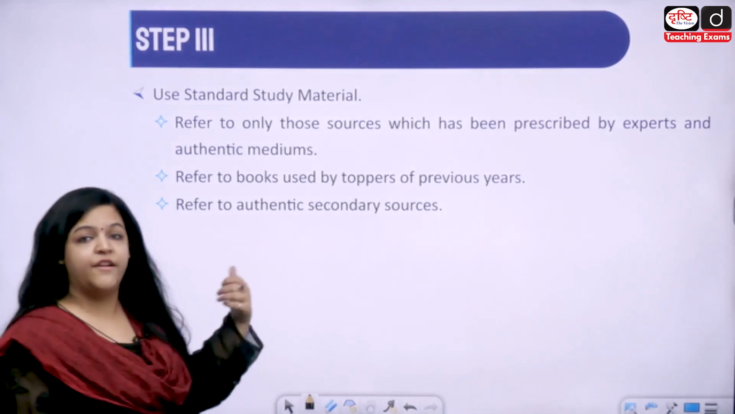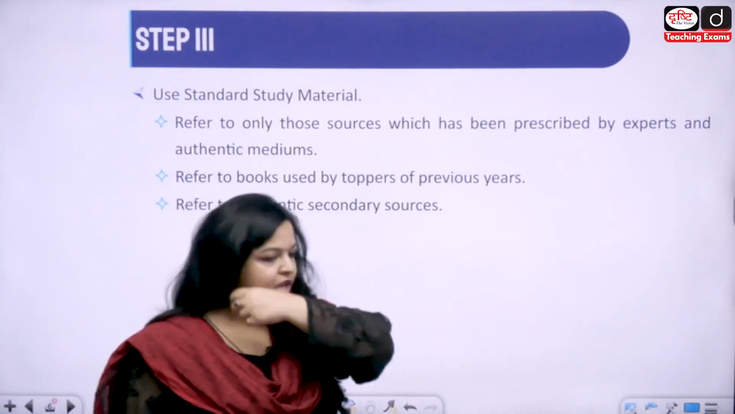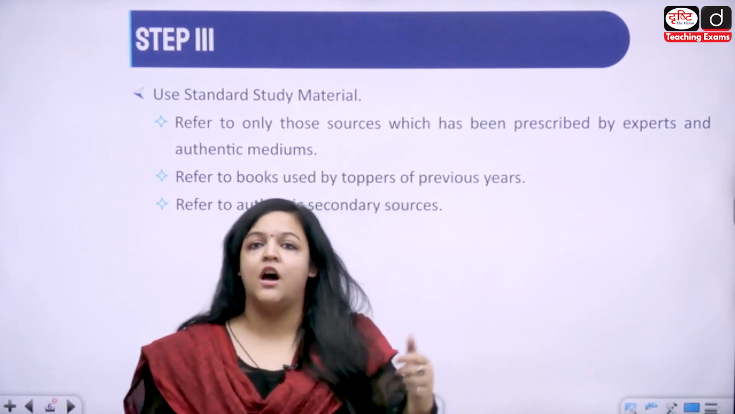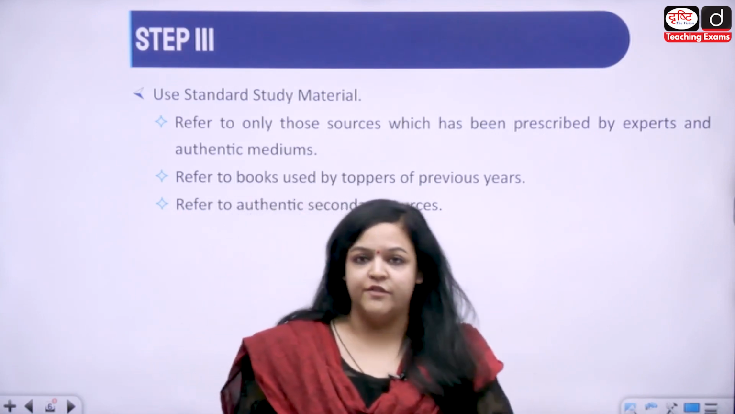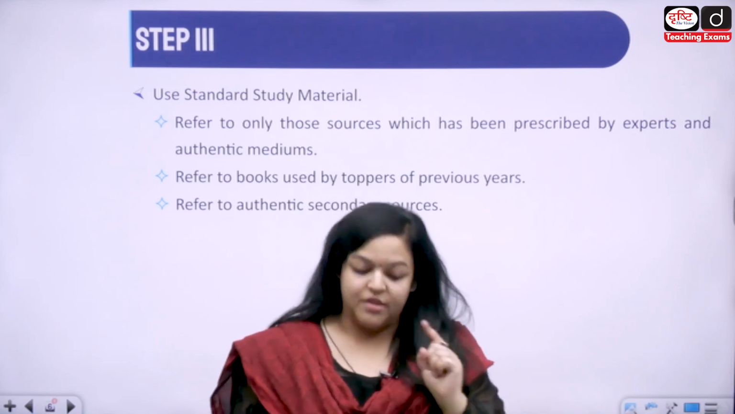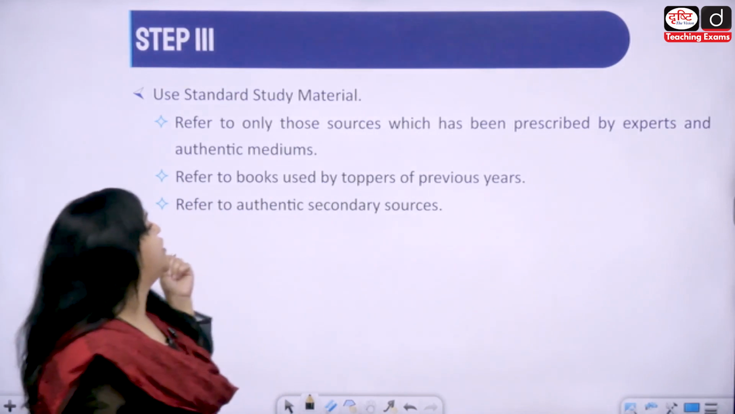And if you're referring to any secondary sources, particularly for history, make sure that they are authentic, right? Like for example, you can refer to Satish Chandra. So that's an authentic secondary source. So that is very, very important. That should be your next step.